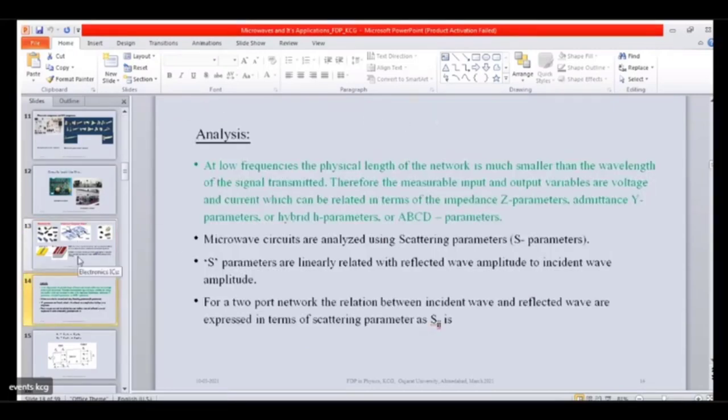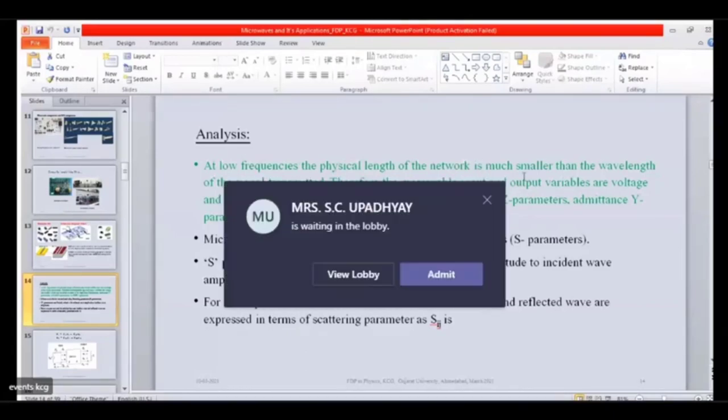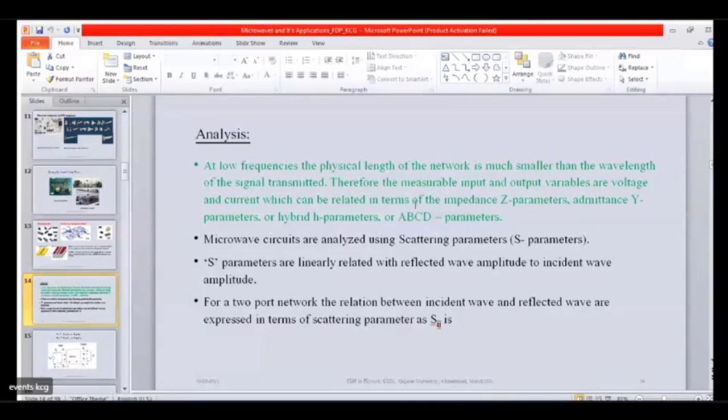Then another difference between the microwave circuit and the low frequency circuit is in the analysis. For analyzing the low frequency circuits, we use the parameters like the impedance parameters or Z parameters, admittance parameters or Y parameters, hybrid parameters or H parameters and ABCD parameters. Here in low frequency circuits, it is easy to measure voltage and current. So we define the parameters in terms of voltages and currents. Right? So measurable quantities in low frequency circuits are input and output voltages and currents. And that is why we define these parameters in terms of voltage and current.